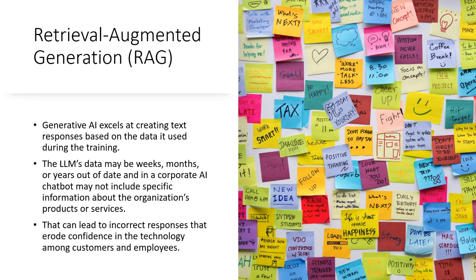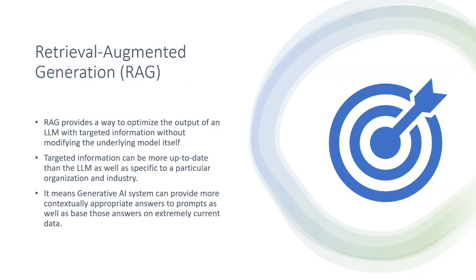So then what is the solution? These models are already trained with a lot of data, but we know that this data is outdated. So the solution is RAG. What is RAG? RAG provides a way to optimize the output of a large language model with targeted information without modifying the underlying model itself. So we can get information from the latest data without retraining or modifying the model. The model is going to refer to some new data before producing the response.